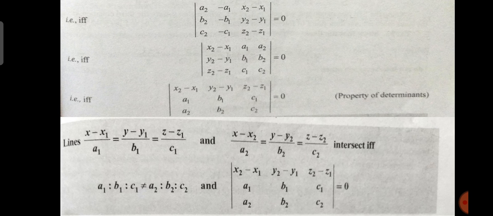The questions will be to find out whether the given lines are intersecting or not. You are given two lines, and you have to find the determinant with rows x2 minus x1, y2 minus y1, z2 minus z1; a1, b1, c1; a2, b2, c2. If the determinant value is 0 and the direction ratios are not equal, you can say the lines are intersecting. This is the condition.